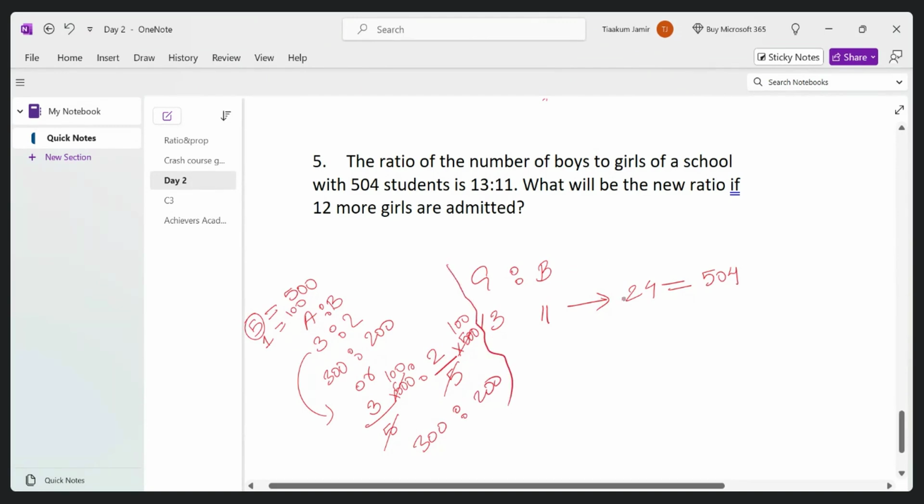All right. Similarly, here also the money is given. Now here, what is one part? One part is 504 by 24.